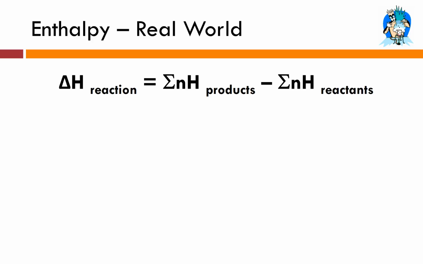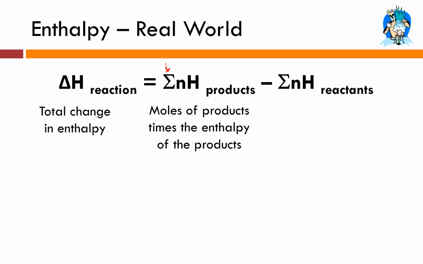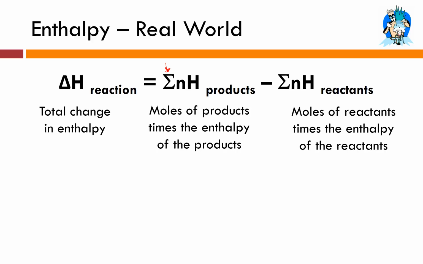Again, it's really limited. So we have the change in enthalpy of the reaction, or the delta H of the reaction, is equal to, you might know from math class what that symbol is. That's a summation sign. n is moles, so the total number of moles of the enthalpy of the products minus the total moles, the enthalpy of the reactants. So let's get that down. Delta H is the total change in enthalpy over the course of the reaction. It's still products minus reactants, except now we've got a little bit more detail. The moles of the products times the enthalpy of the products, and then subtract the moles of the reactants times the enthalpy of the reactants.